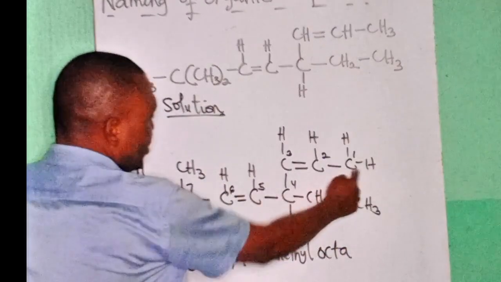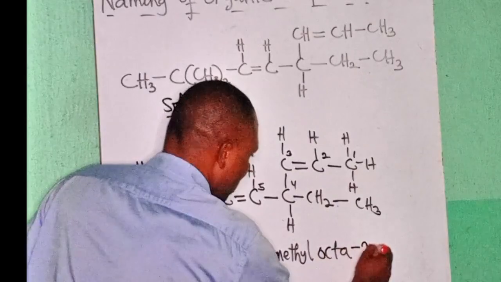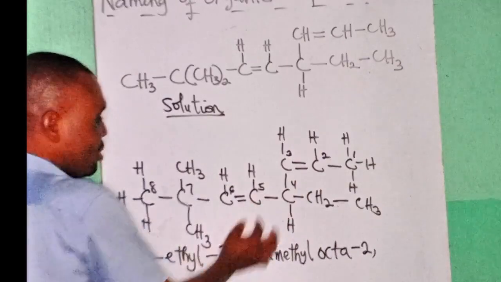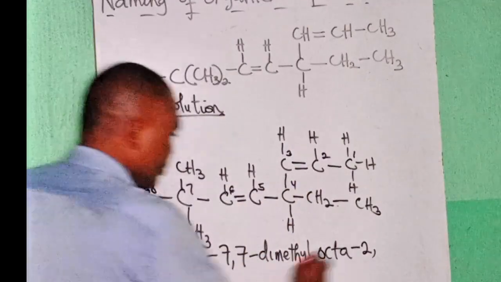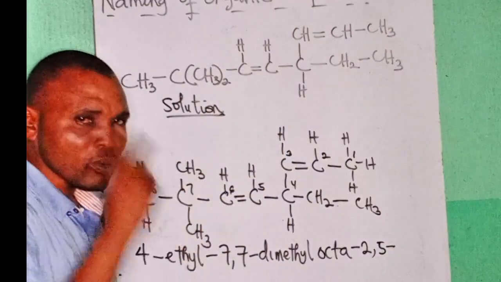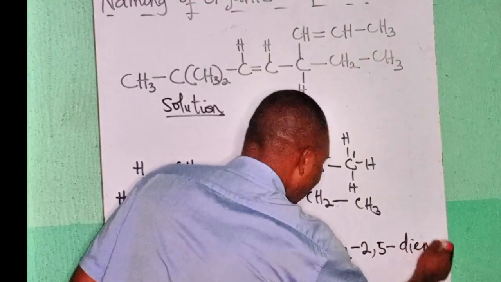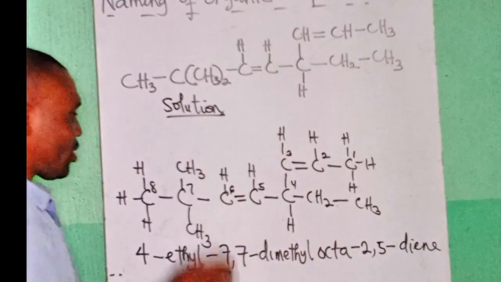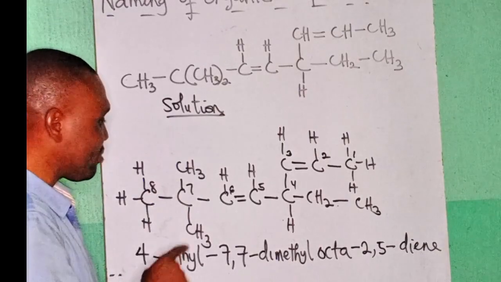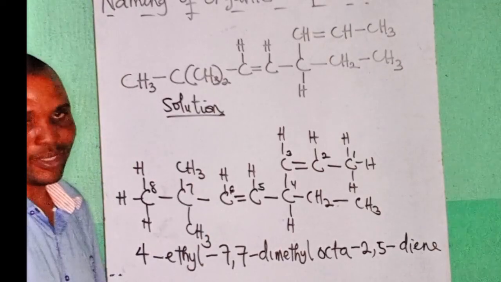Now, 2 carbon atoms before the double bond: 2, comma. Now, 1, 2, 3, 4, 5. 5 carbon atoms before the double bond: 5, hyphen. Now, I'm having 2 double bonds, and that is diene. So the name of this organic compound is 4-ethyl-7,7-dimethylocta-2,5-diene. So that is the name.